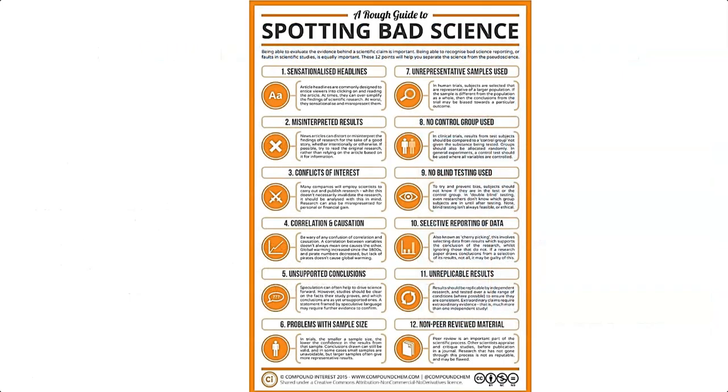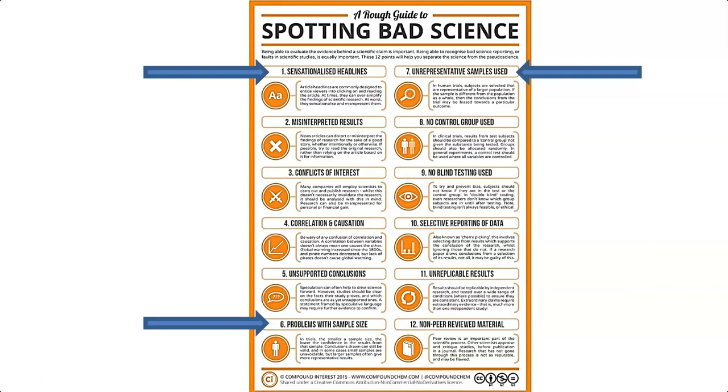Some of the ways to spot bad science. Well, take a look and be careful of sensationalized headlines. Watch out for conflicts of interest. Look for problems with the sample size, underrepresentative samples that are used, results that you can't repeat or you can't replicate, and maybe it's also non-peer-reviewed material.